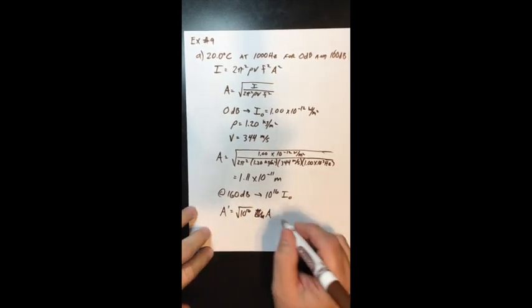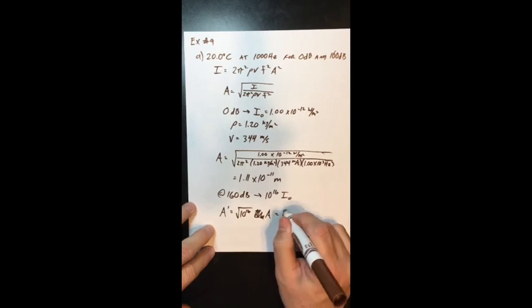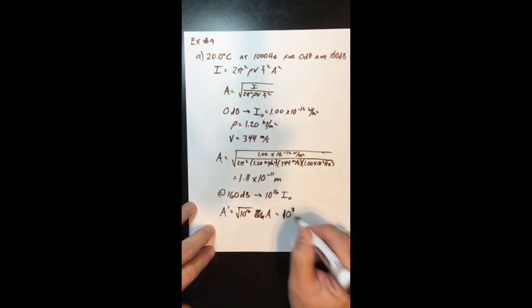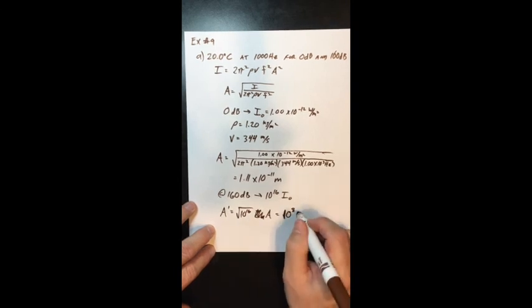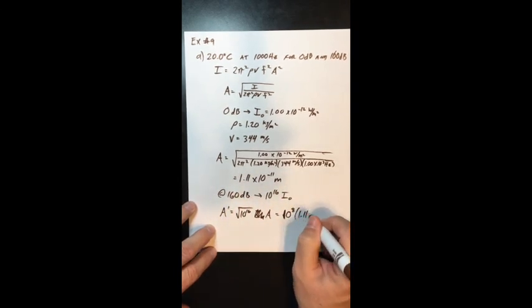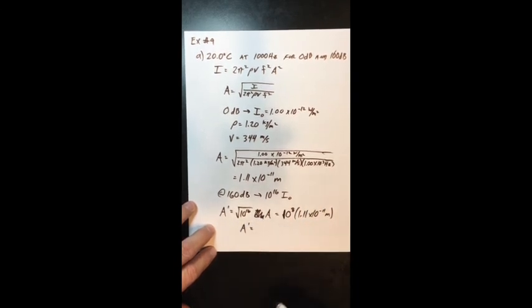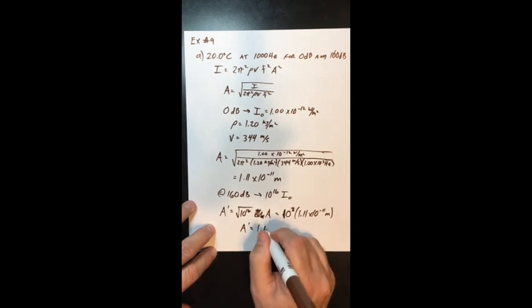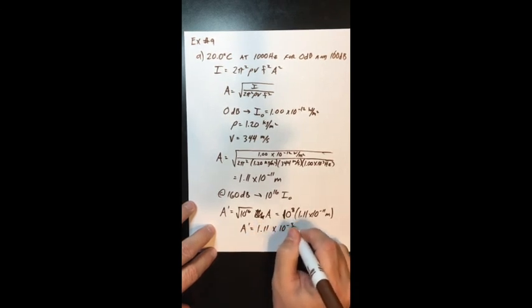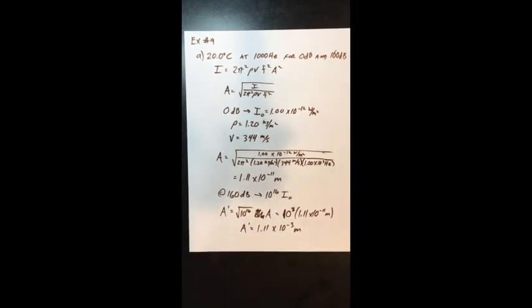And then that's going to give us 10 to the 8th, right? We don't need to keep the square root around. The square root of 10 to the 16th is 10 to the 8th times our original value, 1.11 times 10 to the negative 11th. So our new amplitude at 160 decibels is 1.11 times 10 to the negative 3rd meters. So what is that, about a millimeter? So we've gone from smaller than the smallest atom to about a millimeter. All right, so that concludes part A of example number 9.